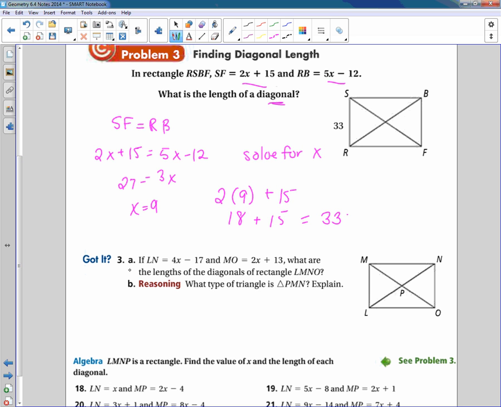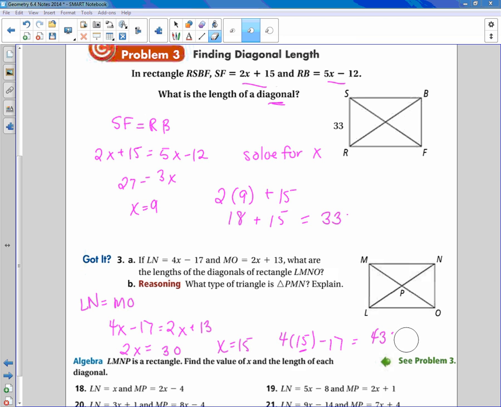Okay, now I'll pause for just a second while you find the length of the diagonals MO and LN. Okay, so if you set them equal to each other, you will see that because diagonals of a rectangle are congruent, LN is equal to MO. If we substitute the expressions given to us in the problem, then we will find out that x equals 15, and if we plug 15 back in, we'll find out that the length of each one is going to be 43. Now we weren't given any units for that one, so we can just leave it as 43, or if necessary, we can say it's 43 what?